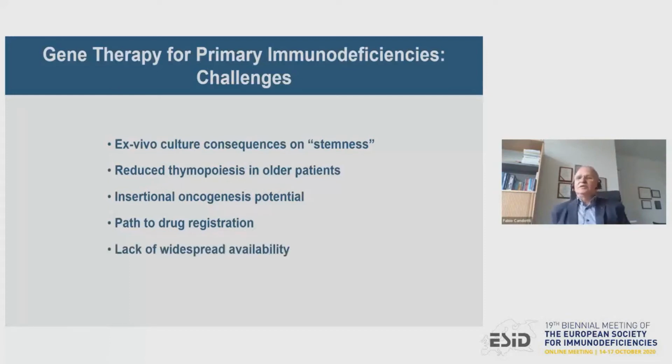Another problem burdening gene therapy applications for primary deficiency is the lack of widespread availability, which is due to the fact that only a few centers worldwide have the capability of performing large-scale transductions that are needed for clinical application. One possible solution would be for these centers to receive fresh bone marrow samples harvested locally at the locations where the patients are taken care of, perform gene transfer on these samples, and then cryopreserve them before sending them back to the location of the patients where they could be infused. That way, the locations where gene therapy is available will be markedly increased and enlarged.